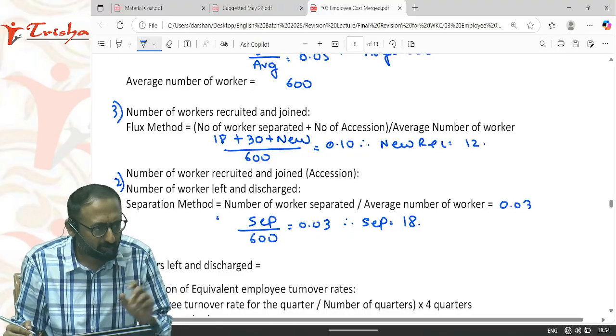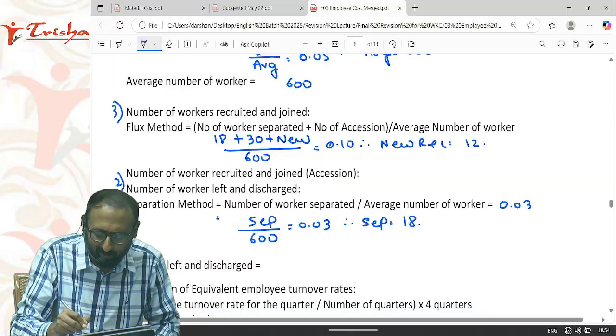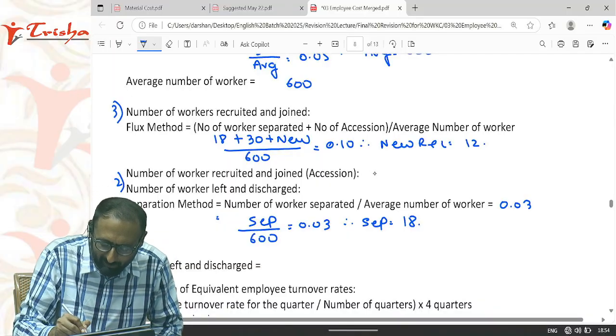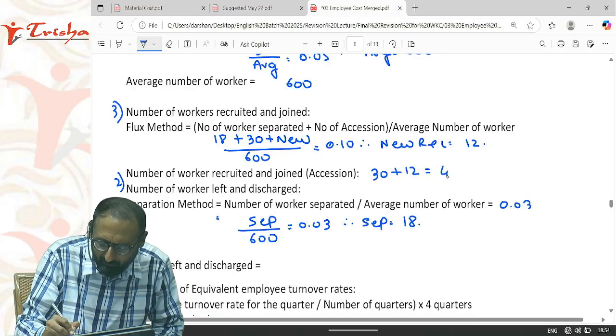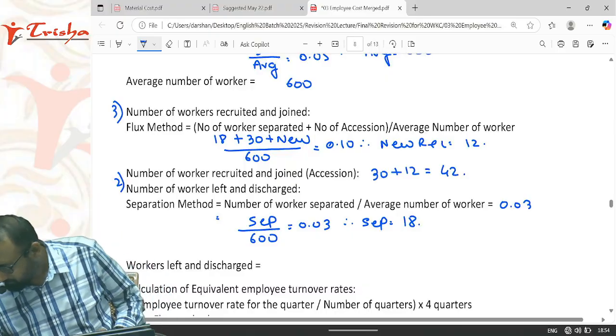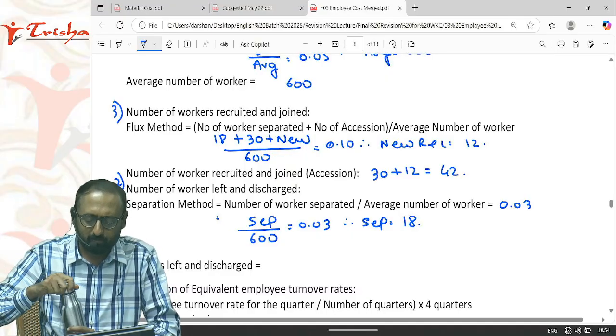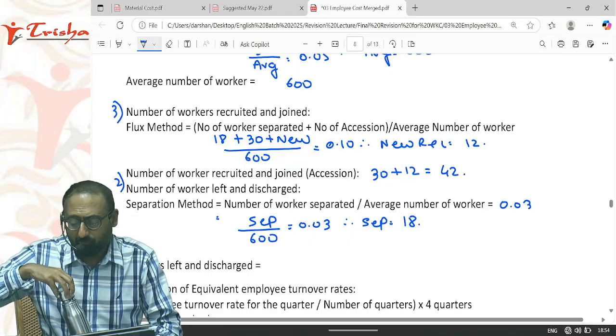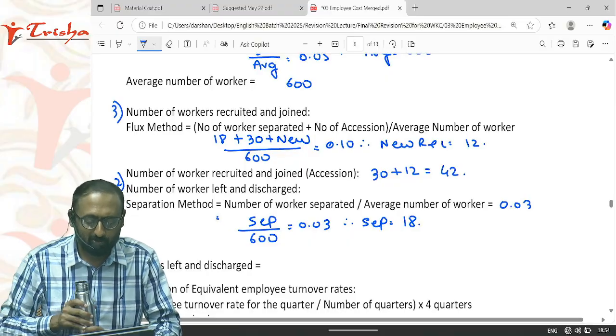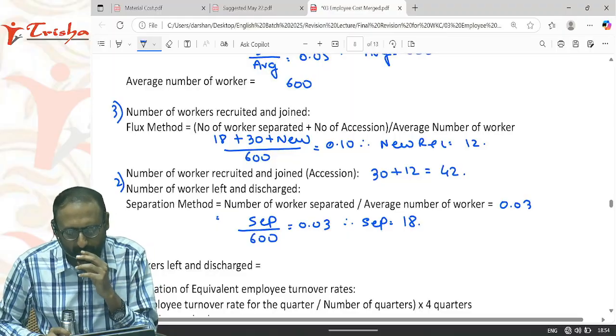Then accession, the total new workers recruited and joined. Accession will be equal to, very simple, 30 plus 12. What is 30? Replacement. And what is 12? New recruitment. So the total new joinees will be 42.